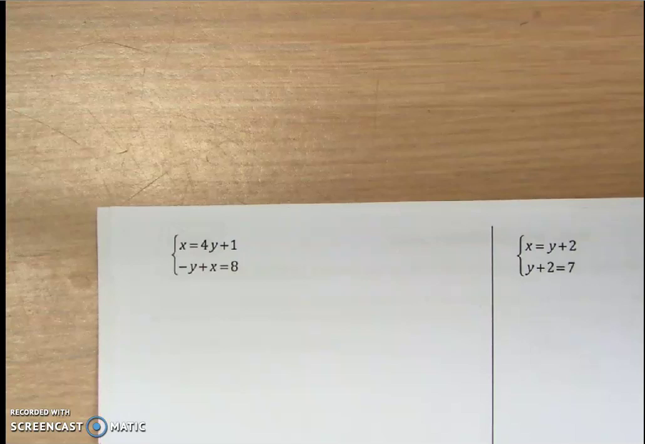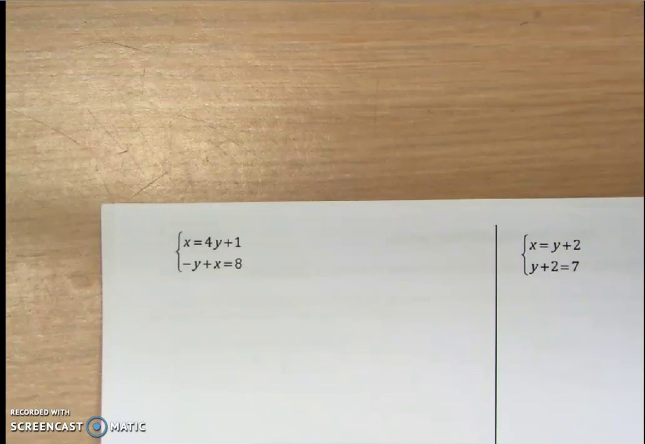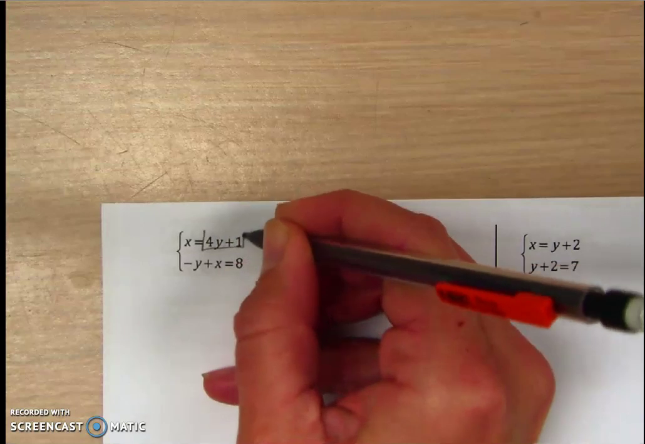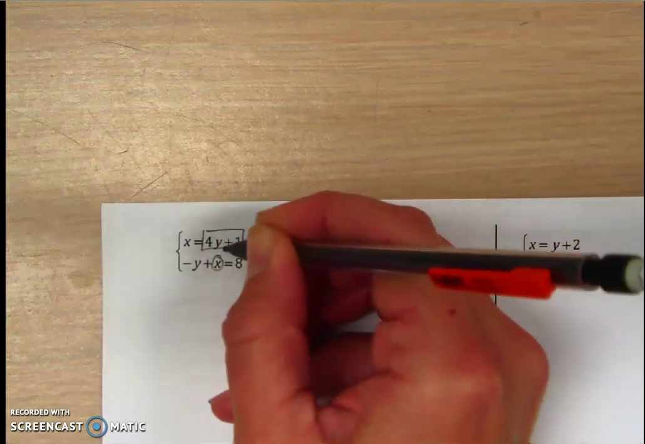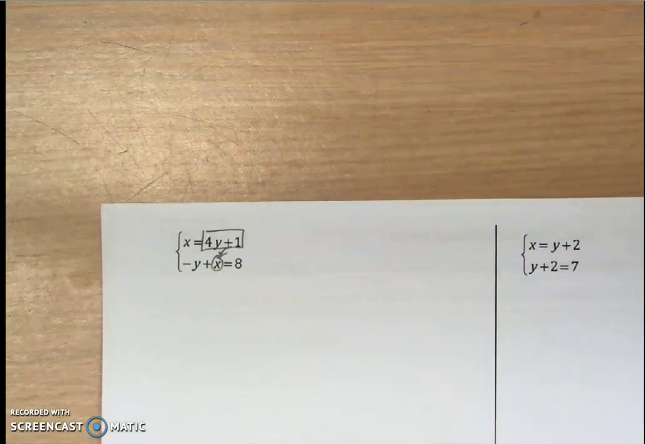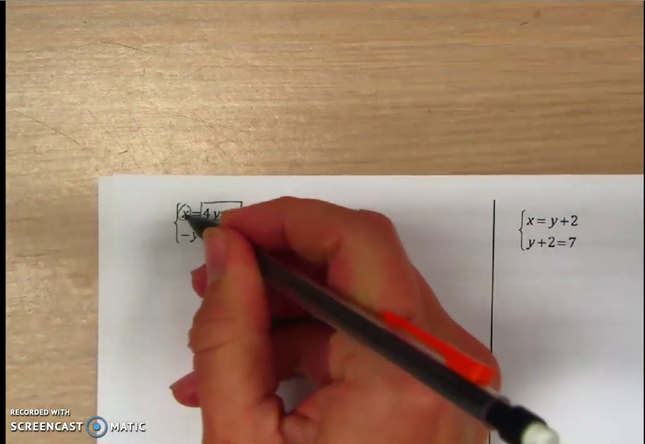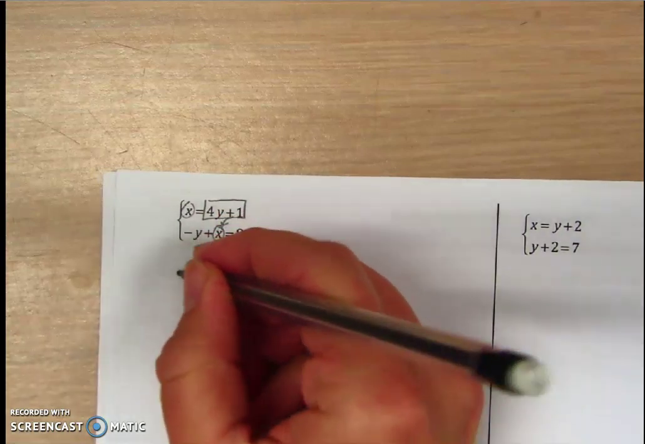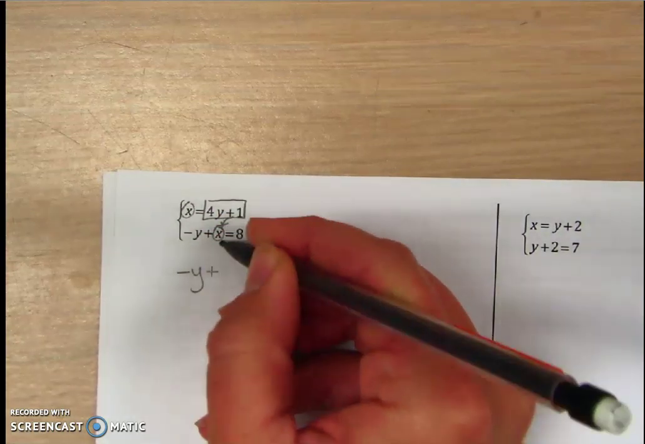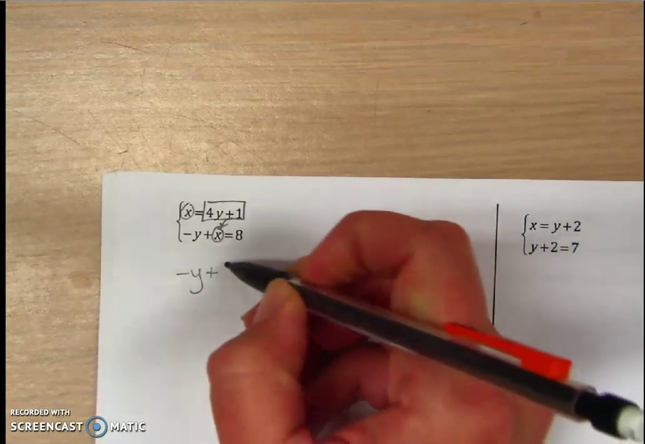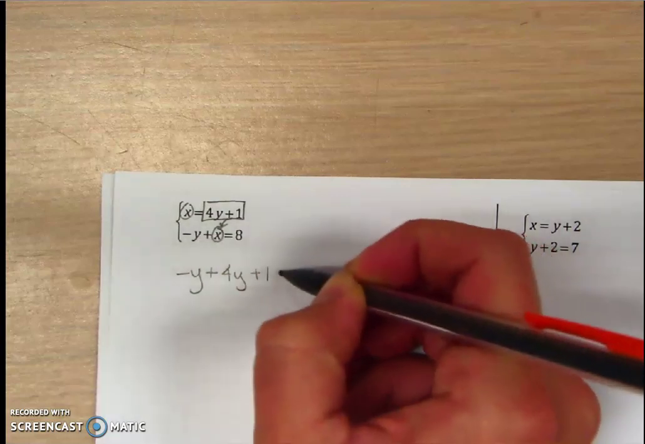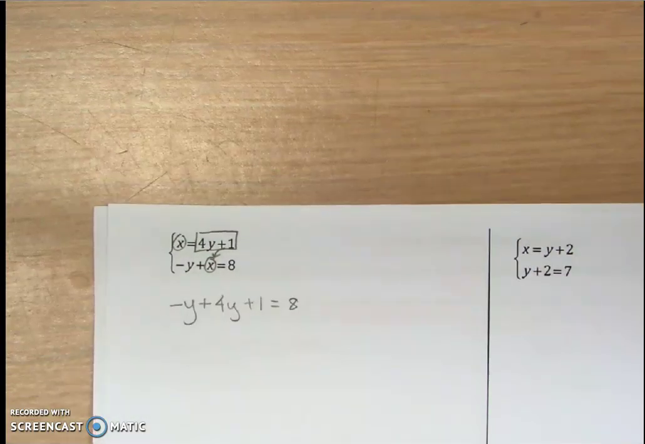X equals 4y plus 1, and negative y plus x equals 8. Do I see something I could substitute out? Well, I see x is equal to this expression, which means I could replace this x with that expression, right? Because they're equal. I see x is equal to that, so I could replace it. I could exchange that out. And so I'm going to rewrite this, negative y plus, and instead of x, I'm going to write what x is equal to, 4y plus 1. And I know that those together will equal 8 because of this equation right there.